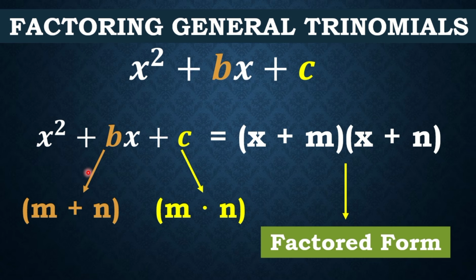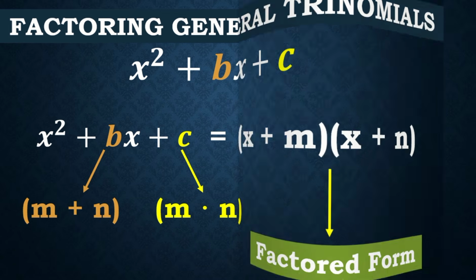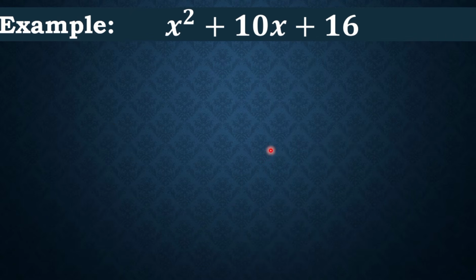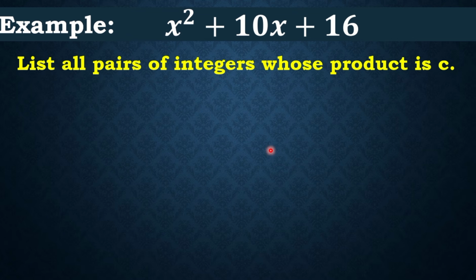Pag nakuha mo na yung factors na m at n, dito mo siya ipupwesto. And then, this is always x. Okay? Let's have an example. Now, I have here x squared plus 10x plus 16. Okay? So, una mo siyang titingnan. Kasi ang first step natin, list all pairs of integers whose product is c. So, hahanap tayo ng dalawang integers na kapag minultiply natin, ito yung c, ang maging result, yung last term mo.